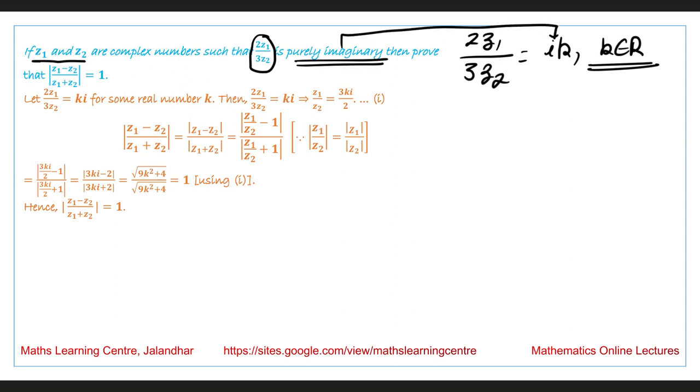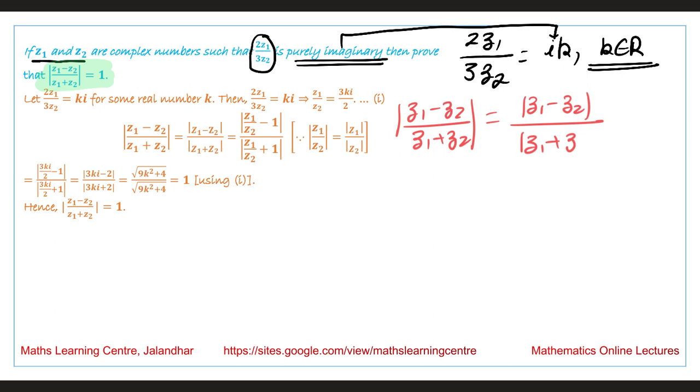So we can write it in this form. Now we have to prove this result, that mod of z1 minus z2 over z1 plus z2 is equal to 1. So we are writing it is mod of z1 minus z2 over z1 plus z2. This is equal to mod of z1 minus z2 divided by mod of z1 plus z2. So if we take common z2 from the numerator, we are getting it is mod of z1 by z2 minus 1 divided by mod of z1 by z2 plus 1.